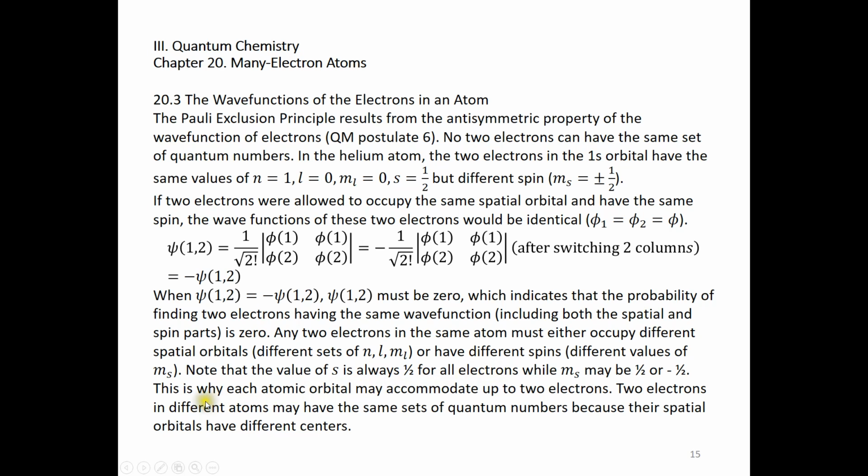2 electrons in different atoms may have the same set of quantum numbers just because their spatial orbitals have different centers. For example, if you have a diatomic molecule, let's say chlorine 2, well, it's possible to have a 1s alpha electron in the left chlorine and also a 1s alpha electron in the right chlorine atom. That's possible.